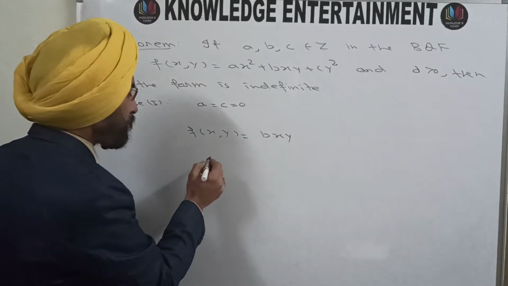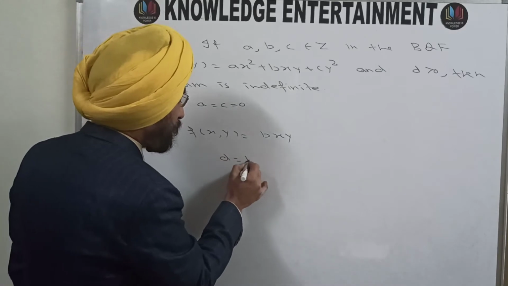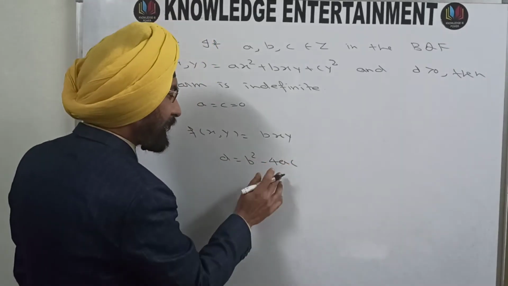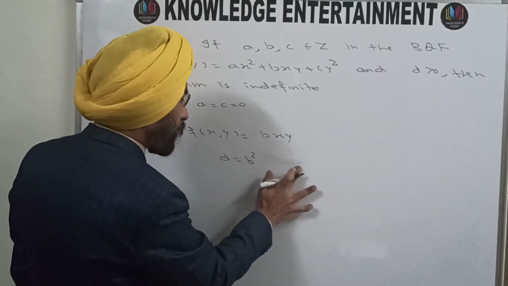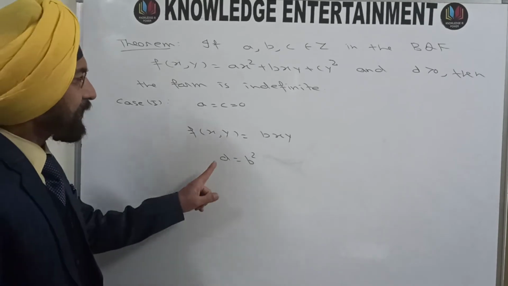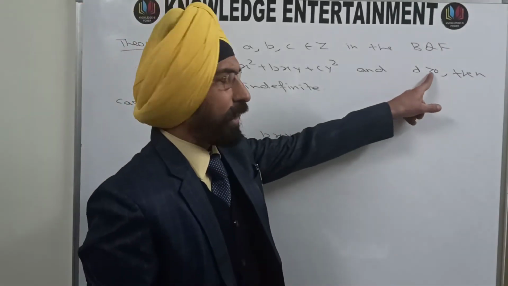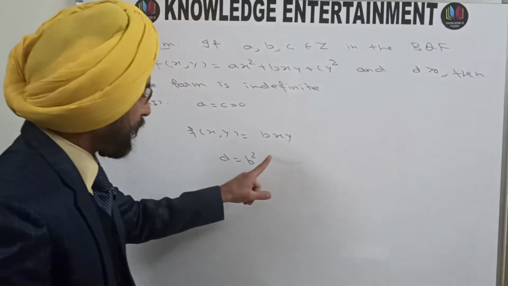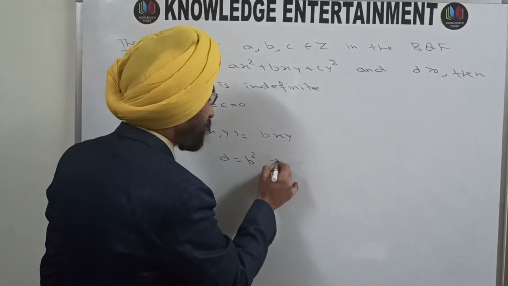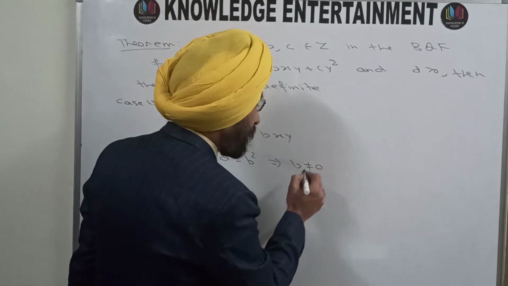And what is your D? It is b square minus 4ac. Both a and c are 0, so you will get D is equal to b square. And since D is given to be strictly greater than 0, it is not 0. That means b is also not 0. So this gives you that b is not 0.